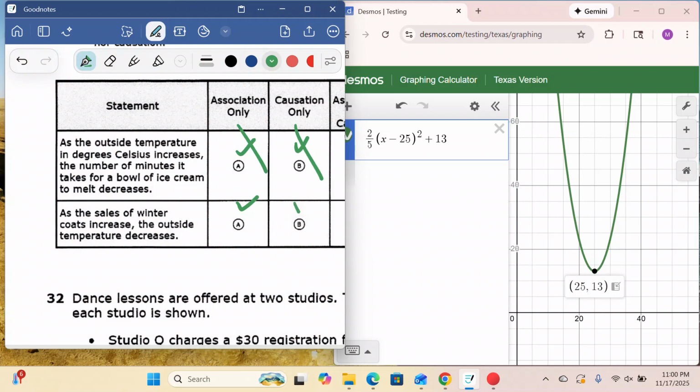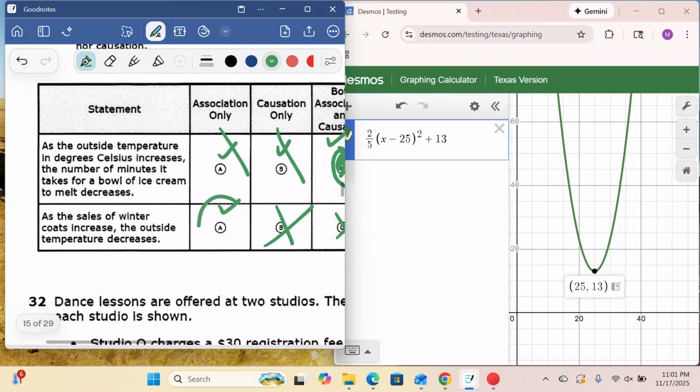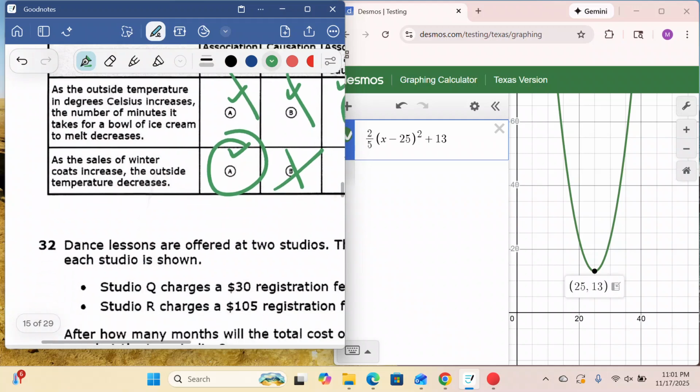Is it a cause and effect? No, because in Florida, if the temperature increases, the winter coats can decrease. In Texas, it could increase with the same variable. So it's not causation. It's not a cause and effect. It's not both. It's not neither. So this would be an example of only association. As the sales of winter coats increase, the outside temperature decreases. So they're only associated with each other, but that's all that it goes. It's not a cause and effect.